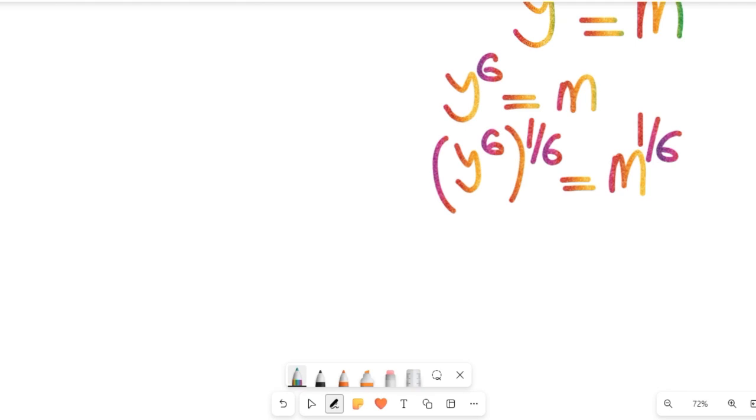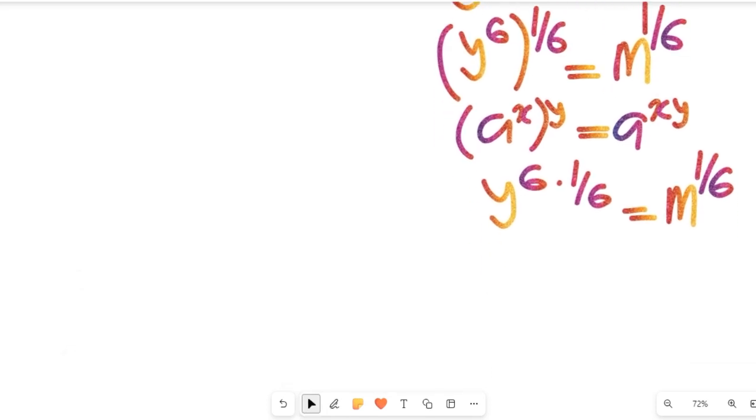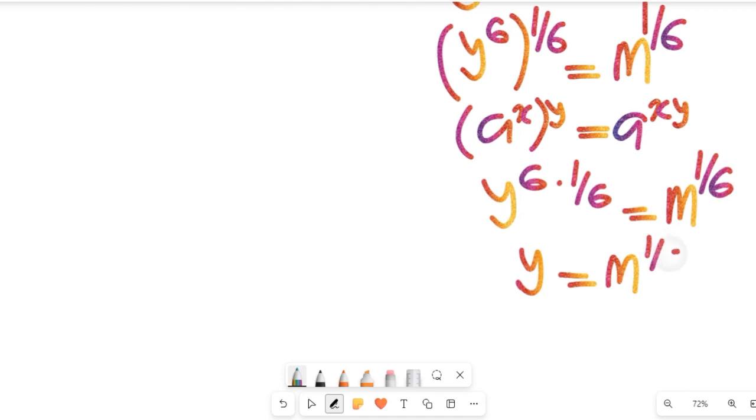So from the law of indices, you know if you have a to the power of x multiplying by the power of y, this can be equal to a to the power of xy. The exponents will multiply. So we'll have our y to the power of 6 multiplied by 1 divided by 6, and this will be equal to m to the power of 1 divided by 6. Great. Now, having seen this, you can see that from the left hand side, 6 will have to clear 6 because 6 divided by 6 is equal to 1. So our y will officially be equal to m to the power of 1 divided by 6.